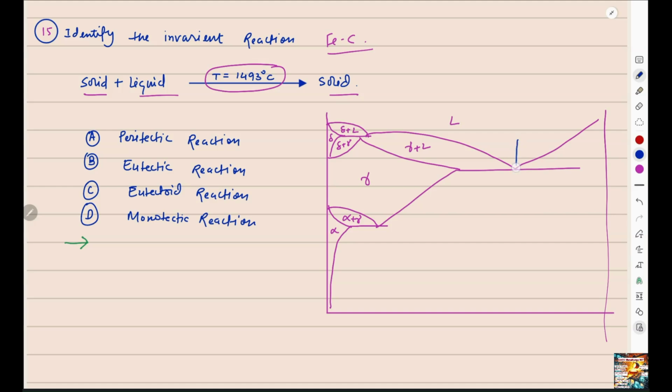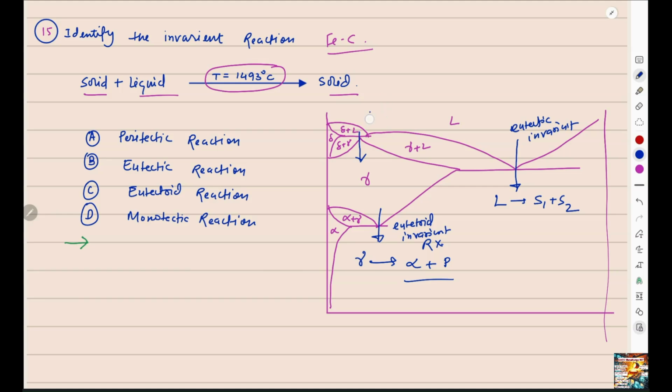In the diagram we can see that this is the eutectic invariant, in which a liquid transforms to two solids, solid 1 and solid 2. This is the eutectoid invariant reaction. In this reaction, one solid, gamma, transforms to two solids, alpha plus pearlite, and in the third case this is the peritectic reaction. In this case, solid plus liquid transforms to solid. This is the exact case we have been given. So for this question, peritectic is the correct answer. Now we will move to the next question.